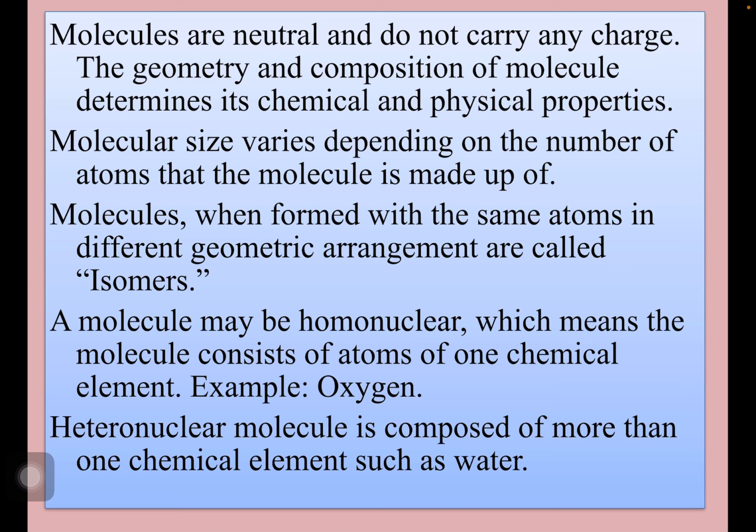Molecules, when formed with the same atoms in different geometric arrangements, are called isomers. A molecule may be homonuclear or heteronuclear. Homonuclear means the molecule consists of atoms of one chemical element, example oxygen. Heteronuclear molecule is composed of more than one chemical element such as water.